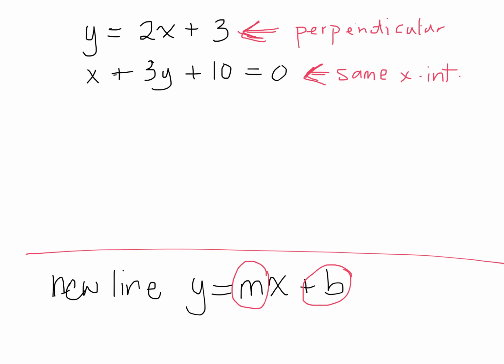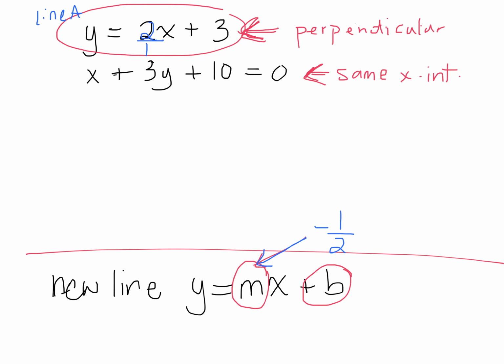Well, if they tell us that it's perpendicular to this, do we know m or b, what it has to be of our new line? It's perpendicular to this line, which means what is the new line? What should the slope be if it's perpendicular? A negative reciprocal. So the slope of line A, we'll call this line A, is what? What's the slope of line A? 2 over 1. So the new line should have a slope of negative 1 over 2.